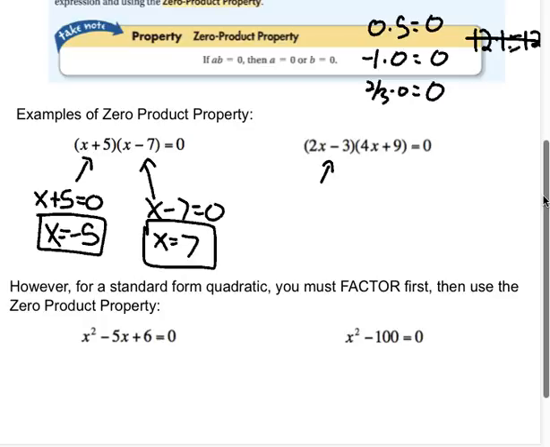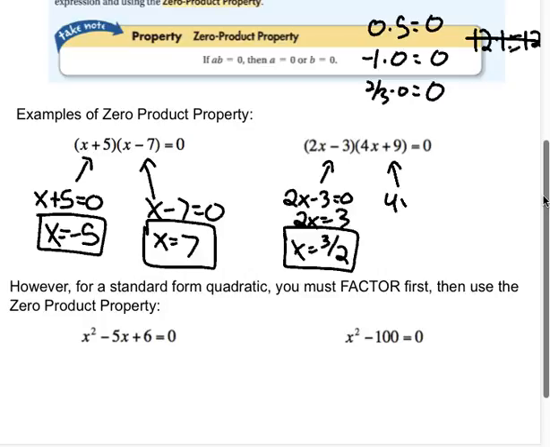Same thing right here. So 2x minus 3 has to be 0. Add the 3 over, divide by 2. So here, x is 3/2. Or x would be negative 4, oh, sorry, I wrote that backwards, negative 9/4.